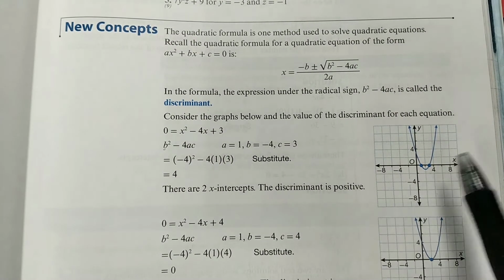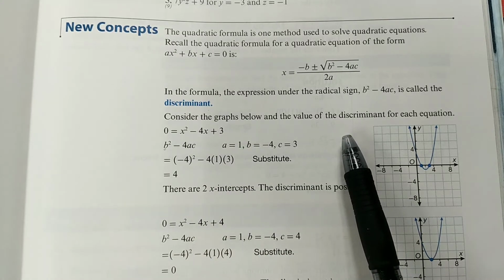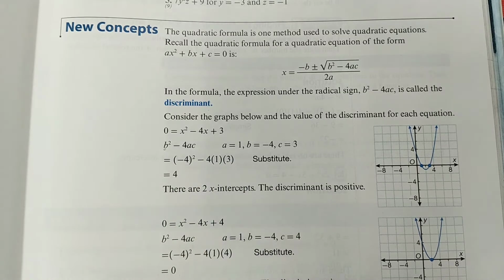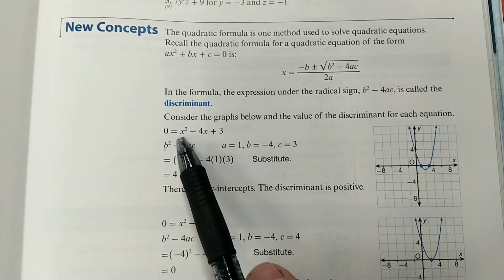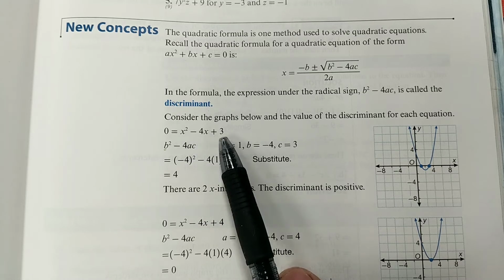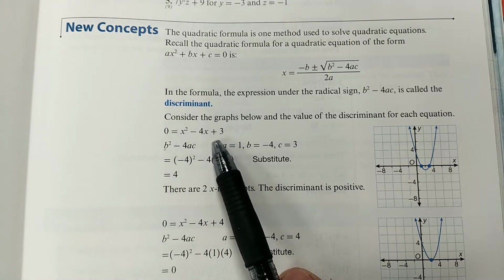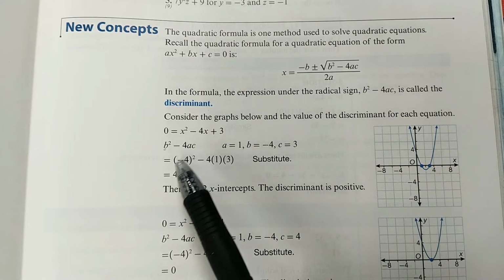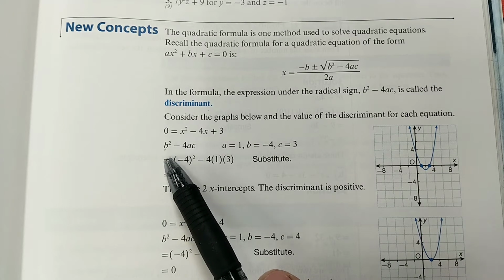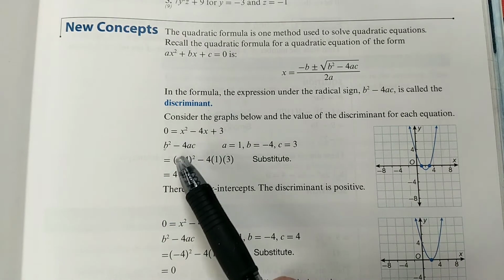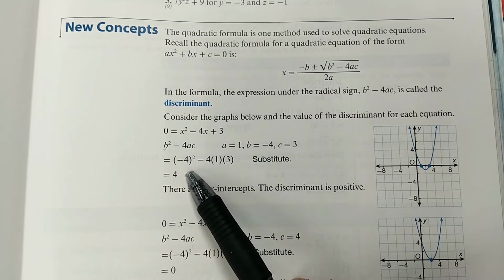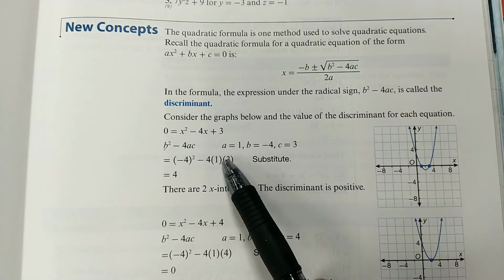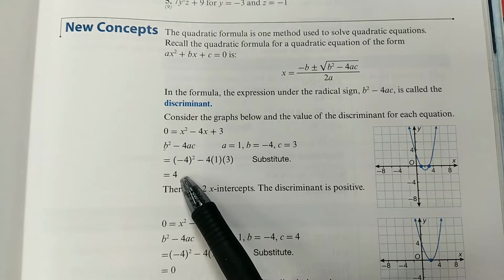Consider the graphs and the value of the discriminant for each equation. I've got x squared minus 4x plus 3. Let's first label a, which is an understood 1, b, which is negative 4, and c is 3. It's very important that we have these labeled, because we're only going to use a, b, and c in the discriminant. I put in b as negative 4, but the negative is inside the parentheses, so it becomes squared: 16 minus 4 times 3, which is 12. 16 minus 12 is 4.